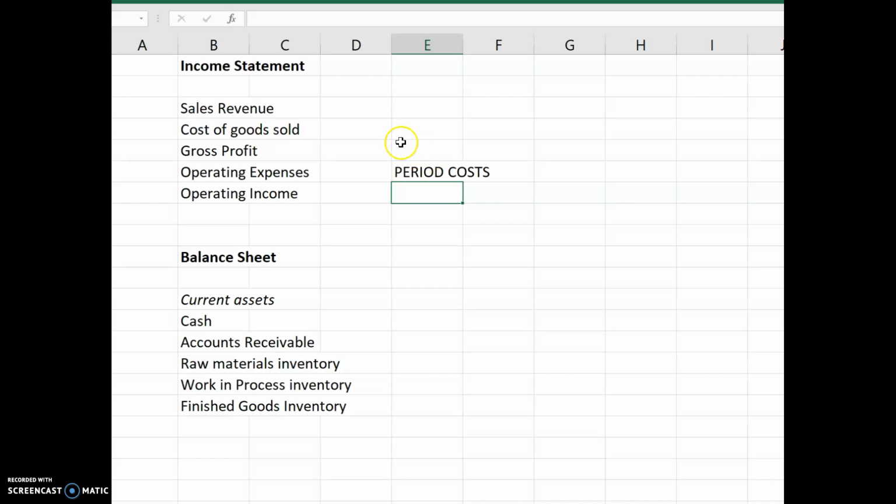And it's called a period cost because it's deducted in the period that it's been incurred. Your product costs become assets. They go into the inventory accounts. They're asset accounts when they're incurred. They do not get deducted on the income statement until they are sold. So that's the difference between period and product costs.